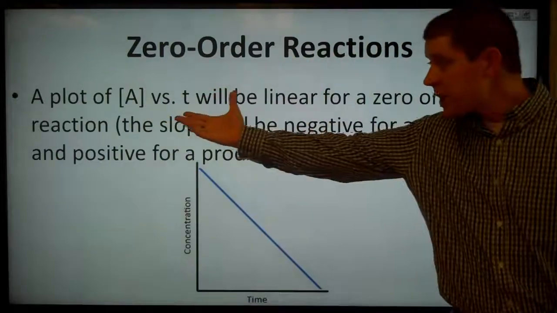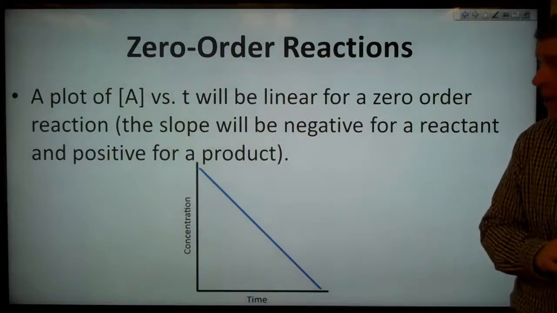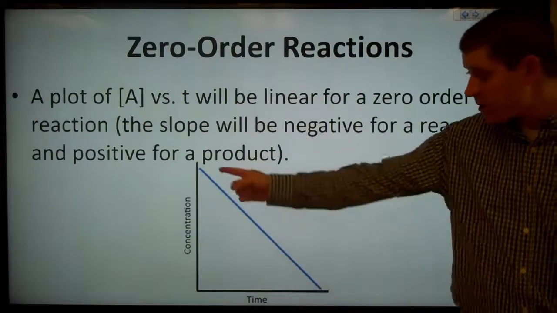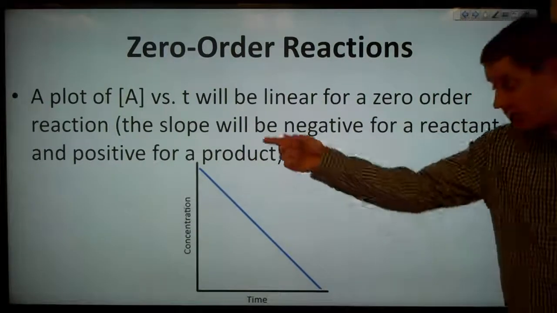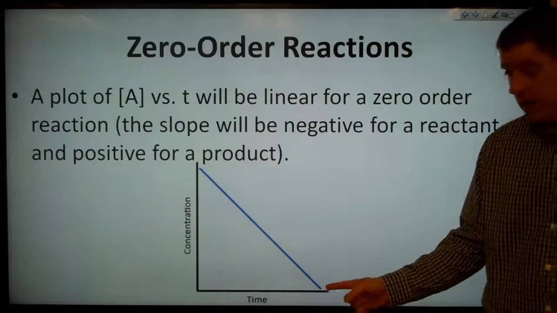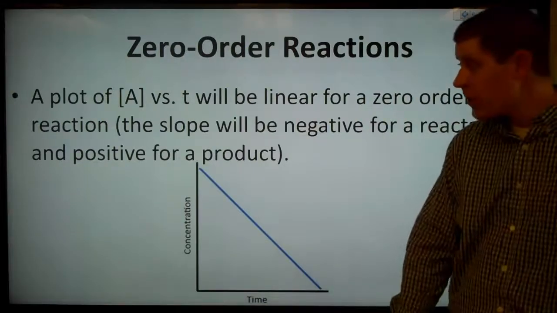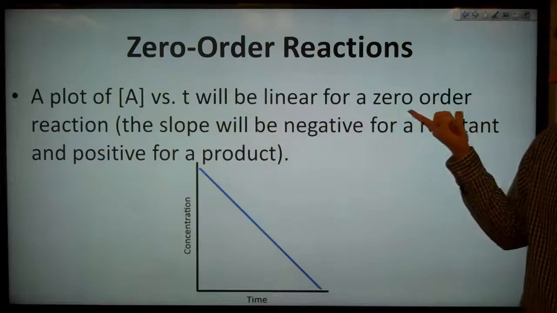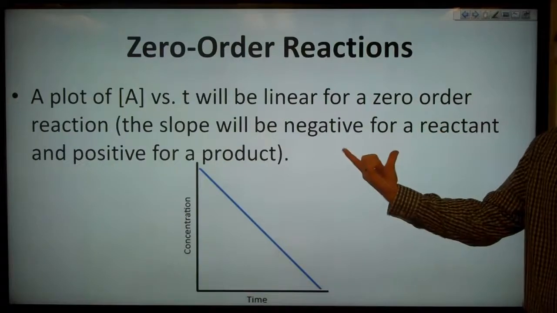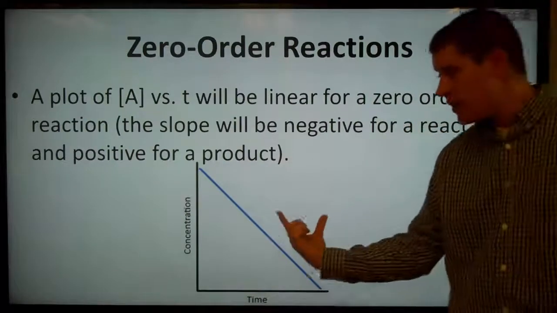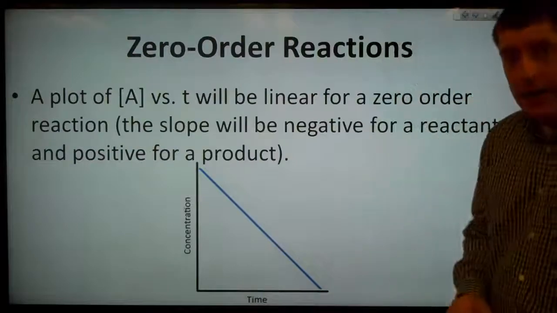So, in this case, a plot of concentration of A versus time will be linear. So if we plot concentration versus time, we get a straight line. It will decrease until we have no more of the reactant present, and then it will just be a flat line at 0 because we have none left. So again, our plot will be linear for a zero order reaction. Our slope will be negative for a reactant, positive for our product, and our slope will be equal to k.